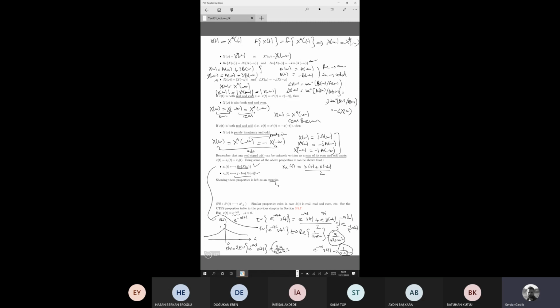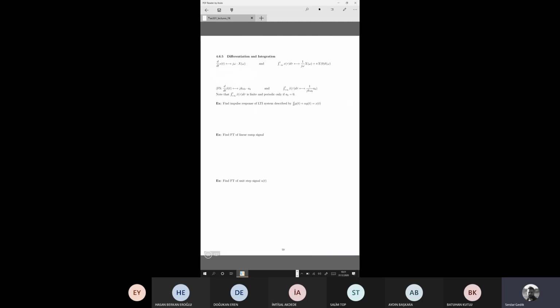Simply 2 times of this is my Fourier transform. So this is just a basic example for the properties of real and even signals. The next property is the differentiation property.